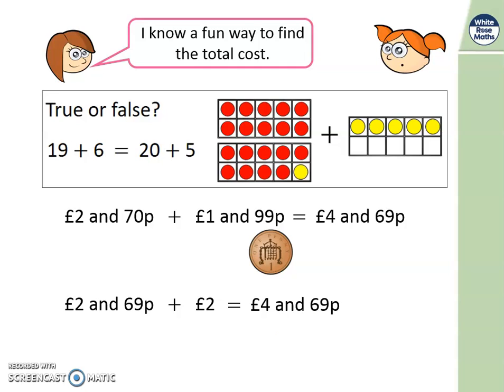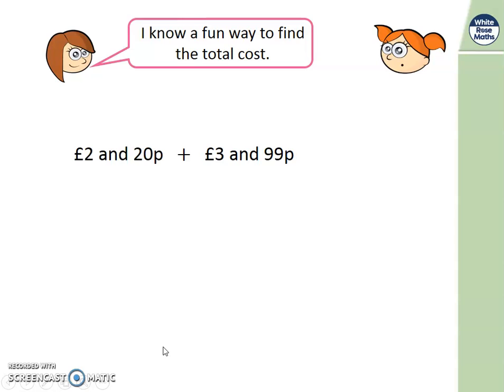Can you remember we used that skill in our starter questions when we looked at 19 add 6 and we moved 1 across from the 6 to make it into a 20? We've just used the same idea here, moving 1 of the pennies from this side to make this into £2. Let's have a look at this question. £2 and 20p add £3 and 99p. Can you apply the same skills as we've just looked at? Pause the video and have a go.